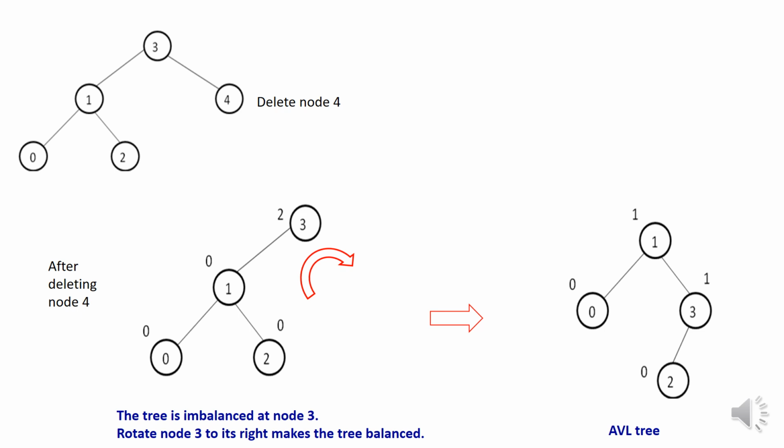Now, to delete node 4 from the AVL tree. Node 4 is a leaf node. A leaf node can be deleted directly. After deletion of the leaf node, readjust the balance factors. Observe the balance factors. Node 3 has 2 as balance factor, which is imbalanced. So we rotate node 3 to its right. After rotation, again readjust the balance factors, and we can observe that all the balance factors are not exceeding 1. So after rotating node 3 to its right, we got a height balanced binary search tree, which is an AVL tree.